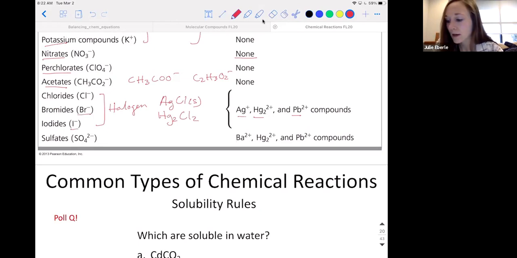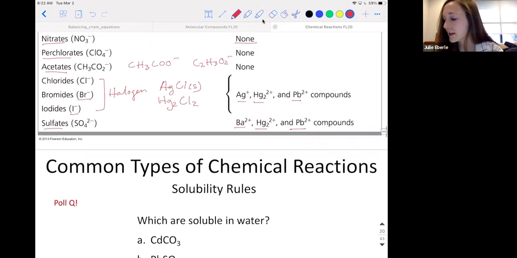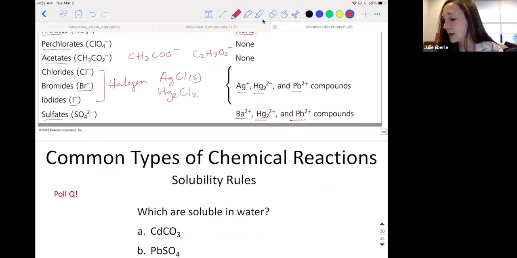Sulfate compounds are soluble. They will dissolve. They will be aqueous unless it is combined with any one of these 3 cations. Okay, I know this definitely complicates things, but this is why you're going to have this chart available to you to just directly read off it.